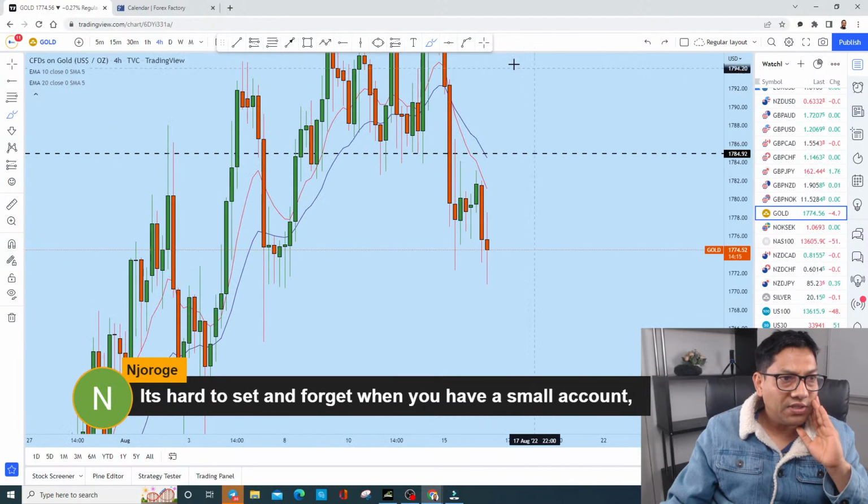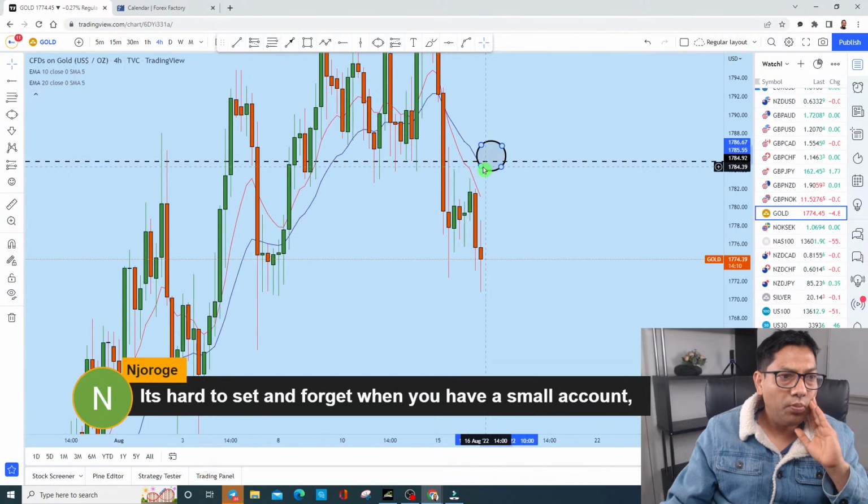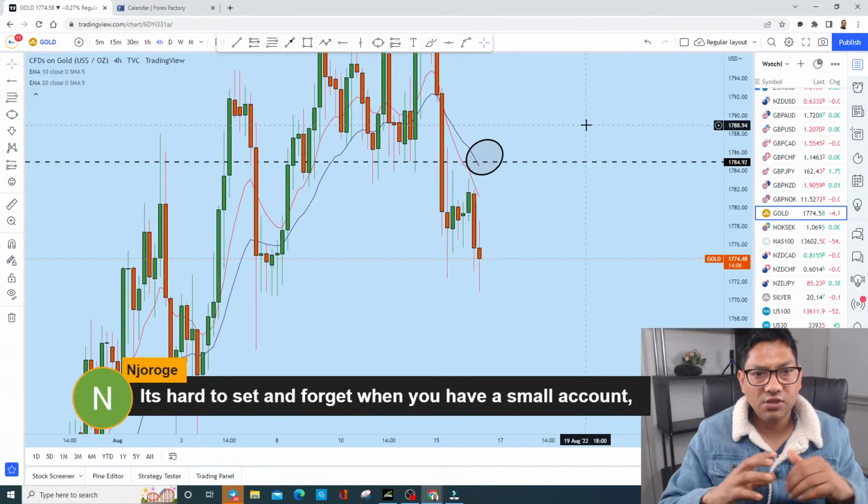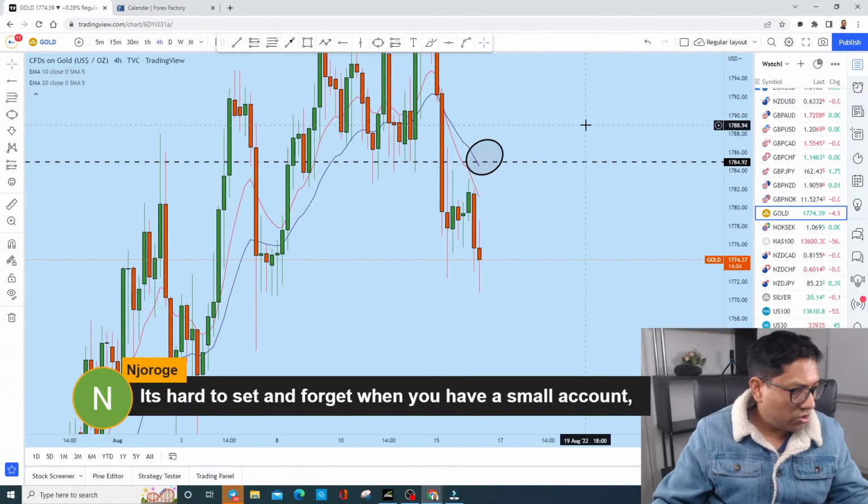So if that's the case, I'll be a seller based on the price action confirmation on gold, but to me gold might continue to drop after testing this zone. Okay, so this one is with gold. Let's see what happens next.